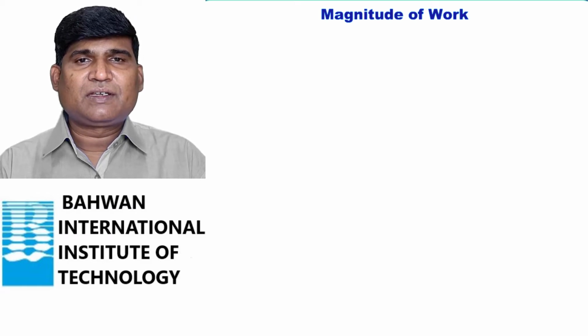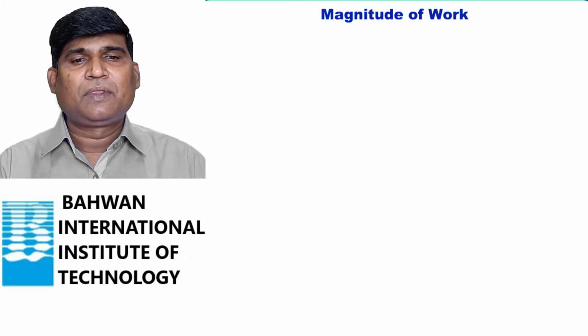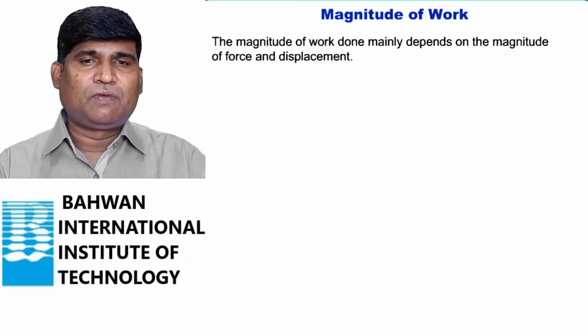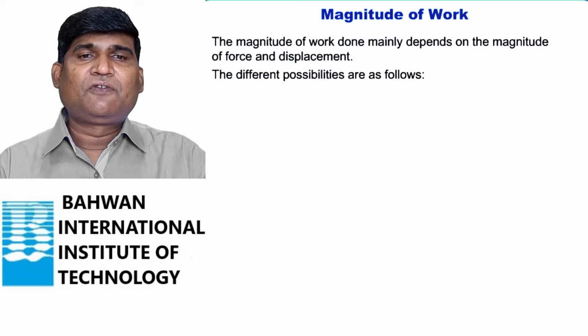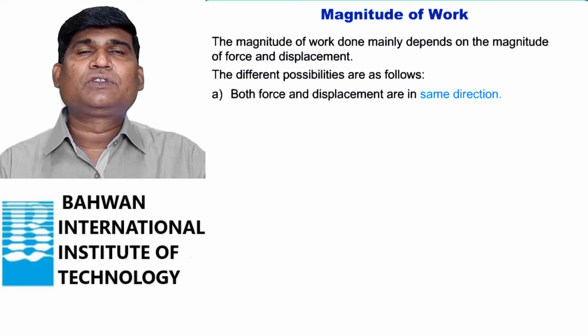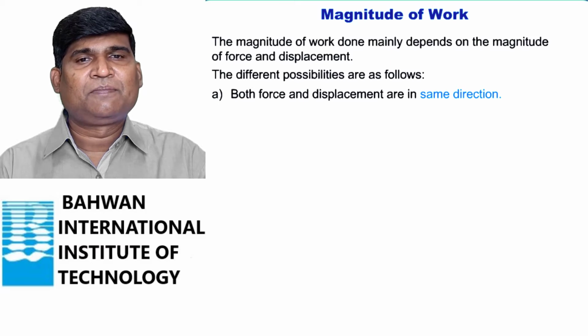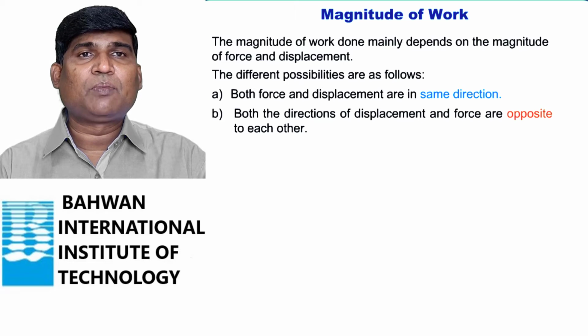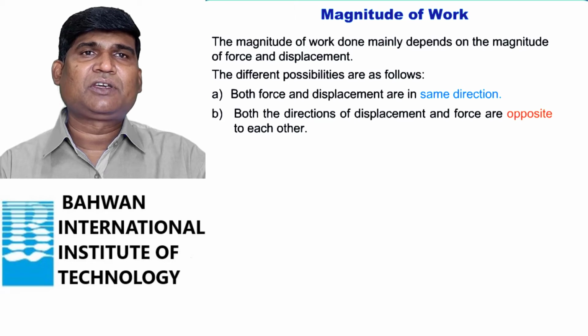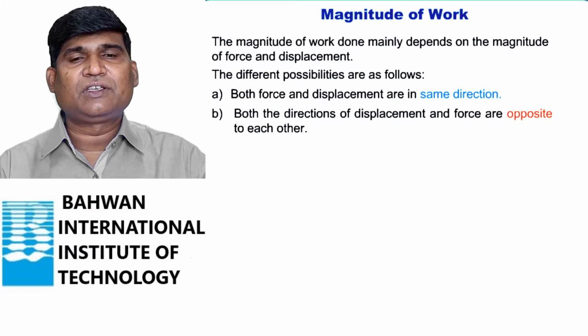Today we are going to discuss some more details about work. Now we'll see magnitude of work. We know magnitude of work done mainly depends on magnitude of force and displacement. The different possibilities are as follows. What are they? One is both force and displacement are in same direction. And the second one is force and displacement are opposite to each other. If they are opposite to each other, how we can calculate work? If force and displacement are in same direction, how we can calculate work? If they are in opposite direction, how we can calculate work? These things we will see.